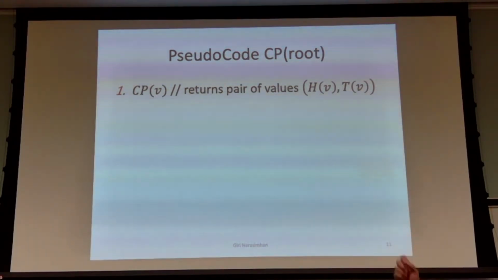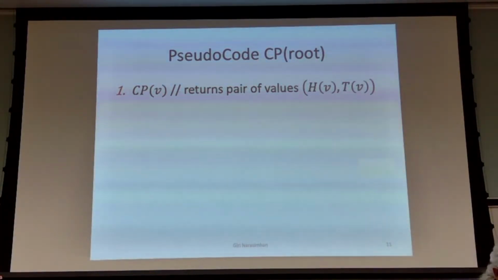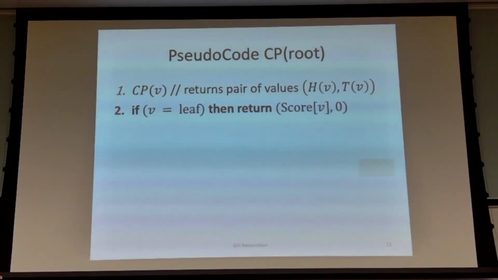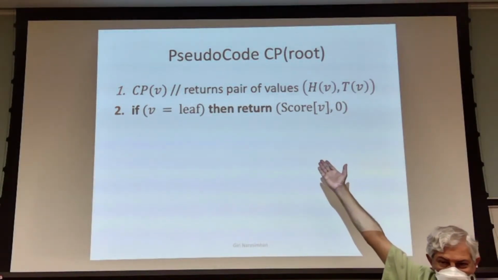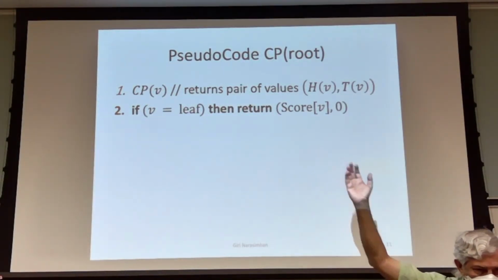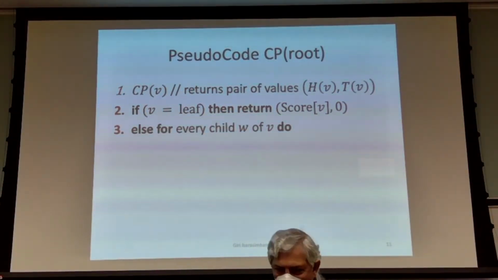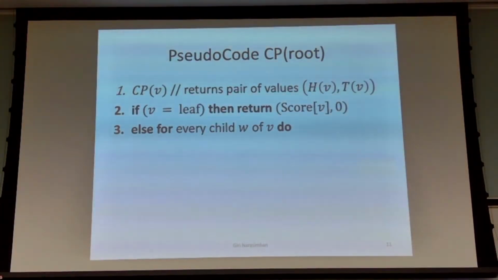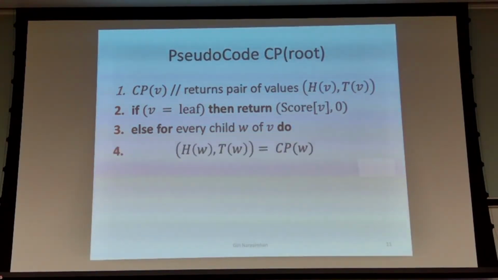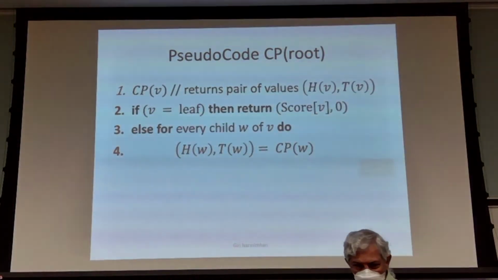So here is my pseudocode. I'm going to write a procedure that returns two values, the h value and the t value. The parameter that it takes is v. If v is a leaf, it has no children, then you're going to return its score or 0, right? Otherwise, for every child of v, I have to do some work. What do I have to do? I have to call this function recursively, and it'll return me some values.